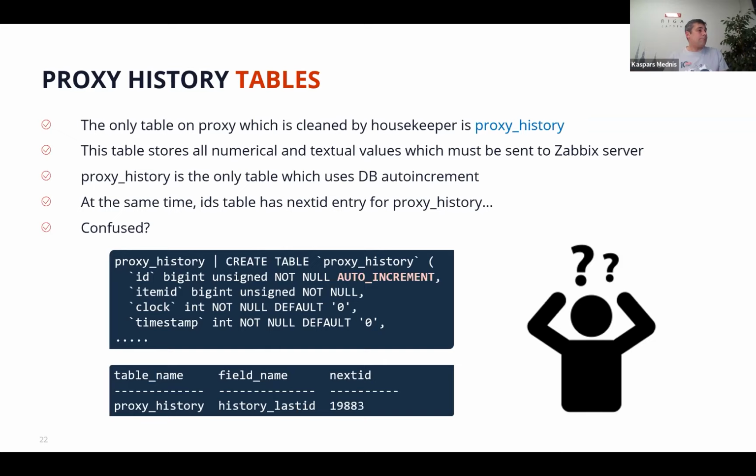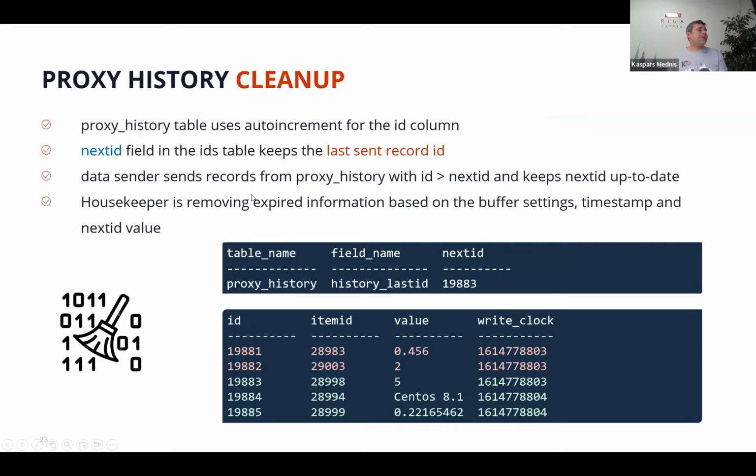And at the same time, you will see the ids table on the proxy, where you will see proxy_history, lastid, nextid. And here always comes a big question. If you have auto increment, why at the same time are you keeping track of the next ID if it's managed by the database? What's the reason here? And this nextid in ids is the last sent record. So this is how it works.